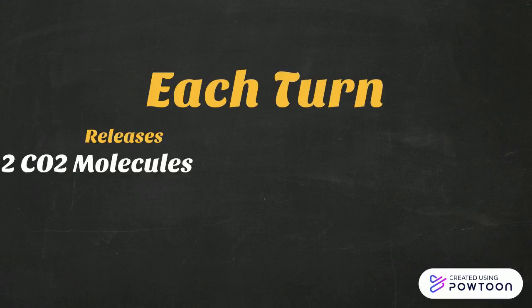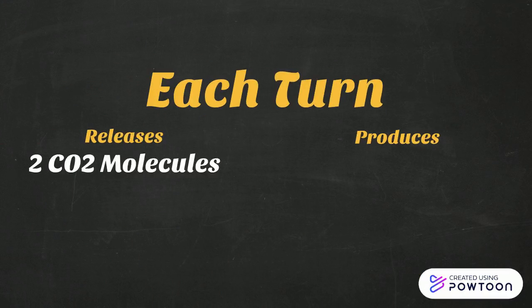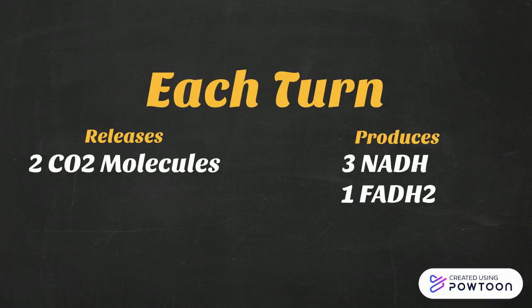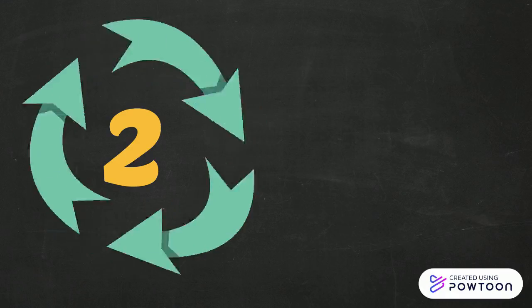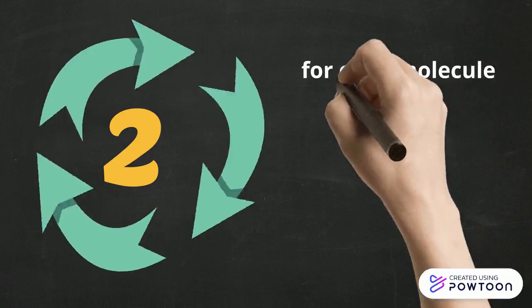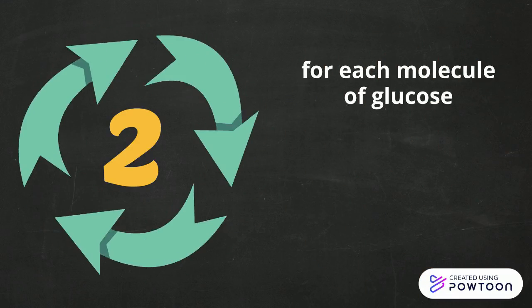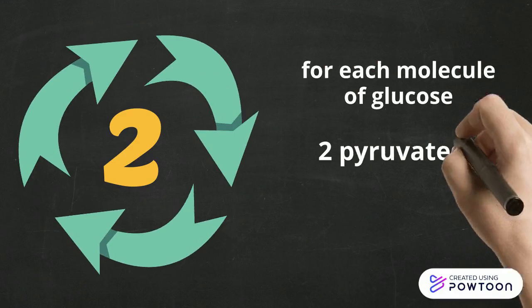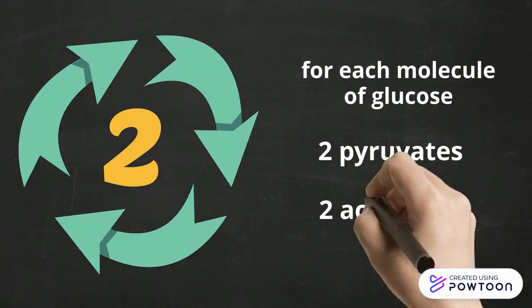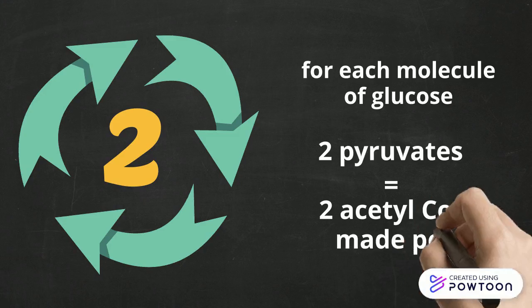Each turn releases 2 carbon dioxide molecules and produces 3 NADH, 1 FADH2, and 1 ATP or GTP. The citric acid cycle goes around twice for each molecule of glucose that enters cellular respiration because there are 2 pyruvates and thus 2 acetyl coenzyme A's made.